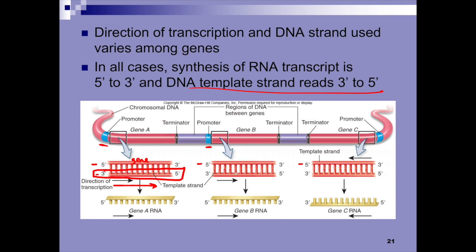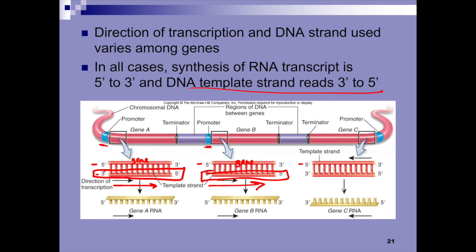If we go over to B, B is the exact same case. Our promoter here is on the left. We know that our bottom strand is the 3' to 5', and this is the one that's going to be read. So transcription is going to occur from left to right, and this top strand here is our gene.